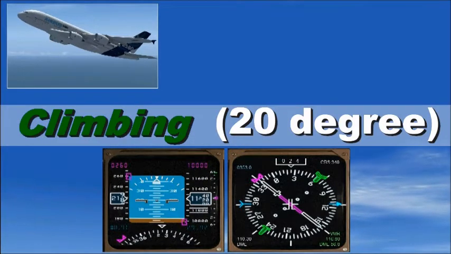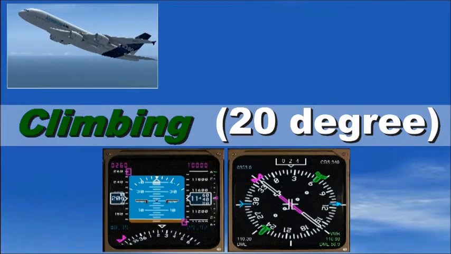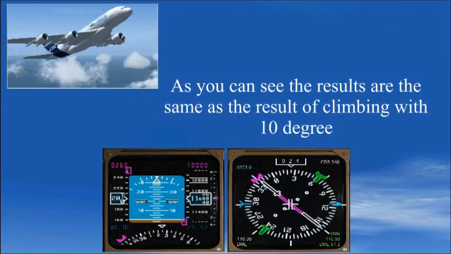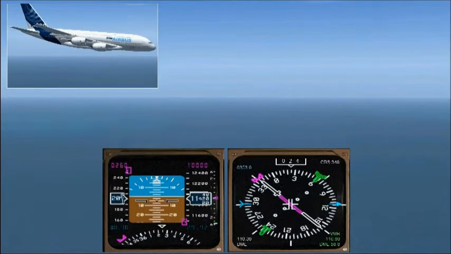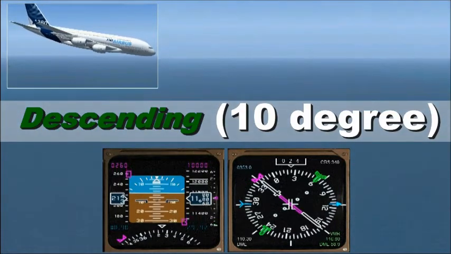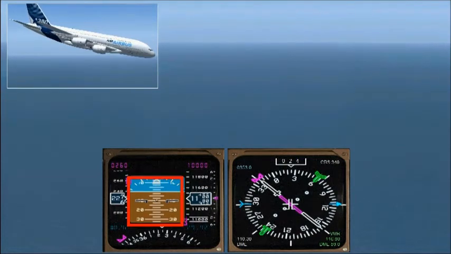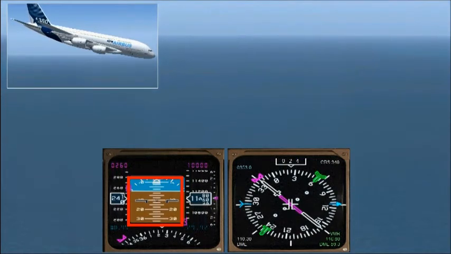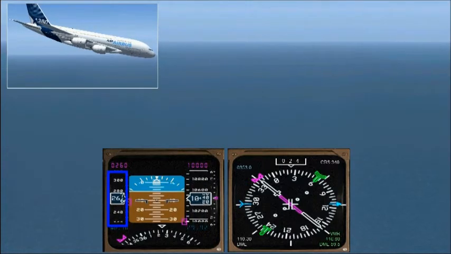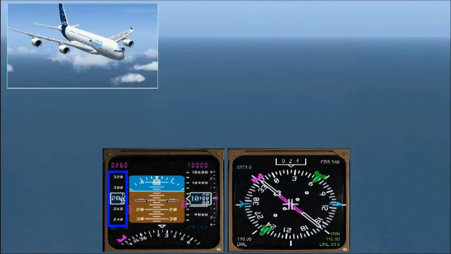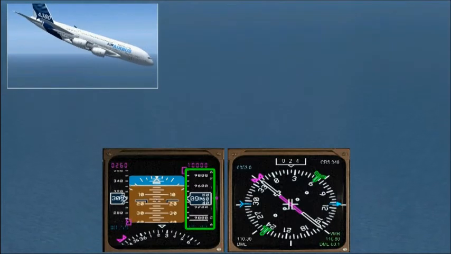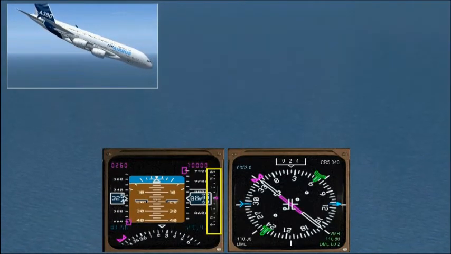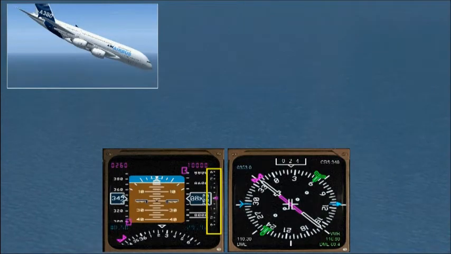Next, we will be climbing with 20 degrees. After climbing, we will be moving on to descending. We will start by descending with 10 degrees. The artificial indicator responds very quickly between 10 to -10 degrees. The descending of the aircraft results in the airspeed increasing and the altitude decreasing drastically. In addition, the vertical speed will also decrease.